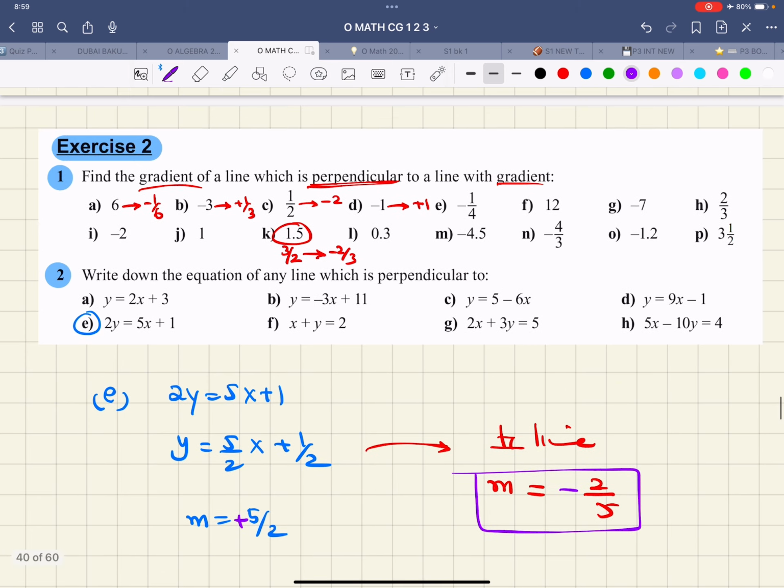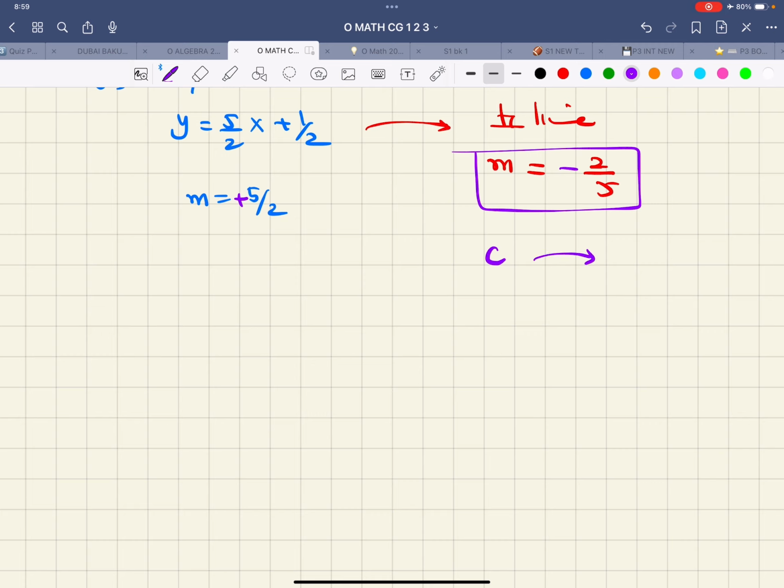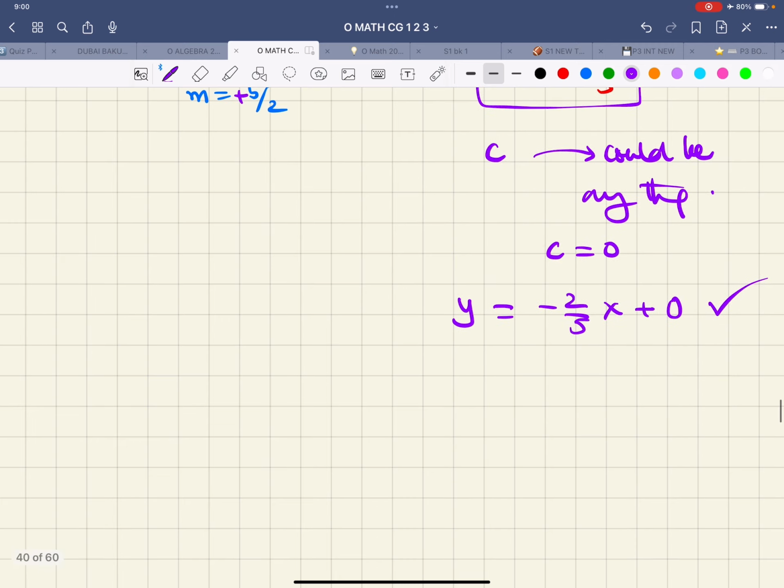And they're not just asking for the gradient, they are asking for the equation of any line. Why? Because the y-intercept could be anything. So since the y-intercept could be anything, let me choose the y-intercept as 0. Doesn't make a difference. Y is equals to negative 2/5 x plus 0. That's a beautiful line. That's a line which is perpendicular to the given line.